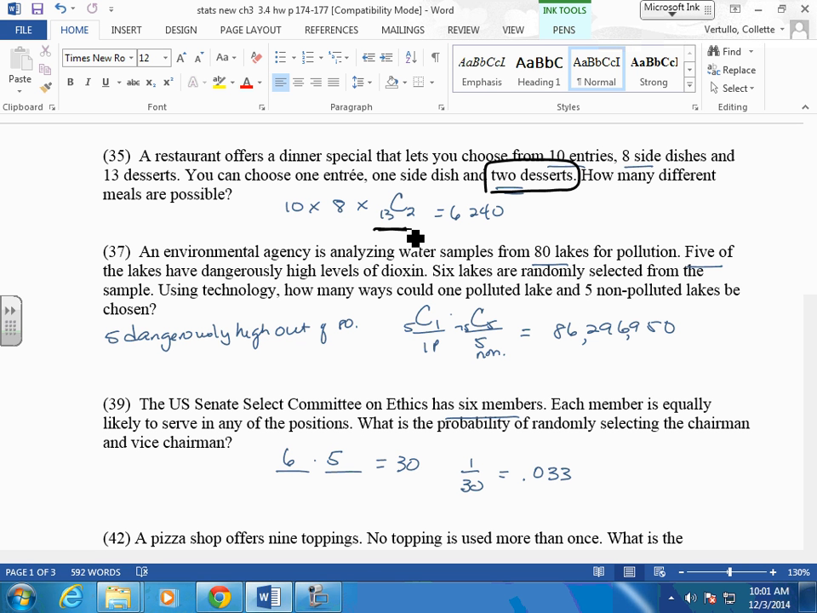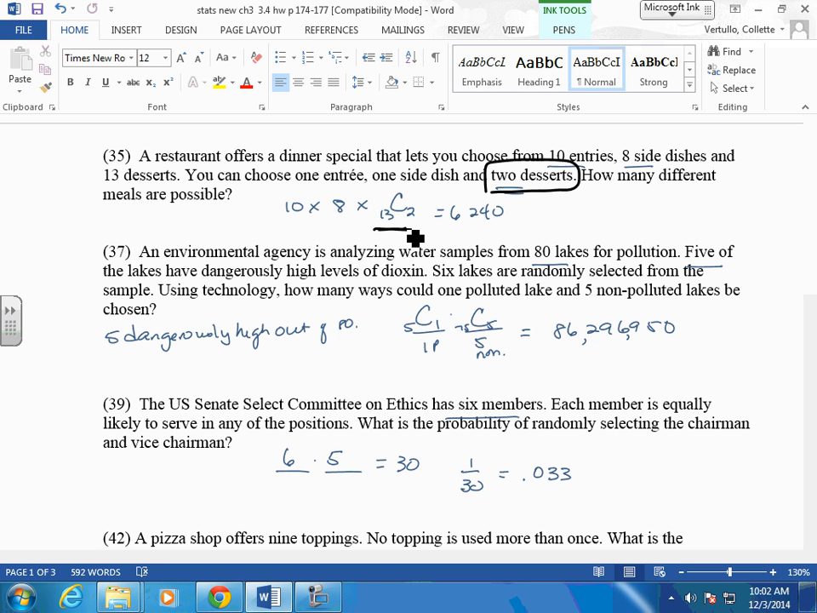Putting toppings on a pizza, again, that's also combinations, because it doesn't matter what order you put your toppings on. When you call and get a pizza and you say, I'll take mushroom, peppers, pepperoni, it doesn't matter. They don't say, what order would you like me to put that on? No, any order.